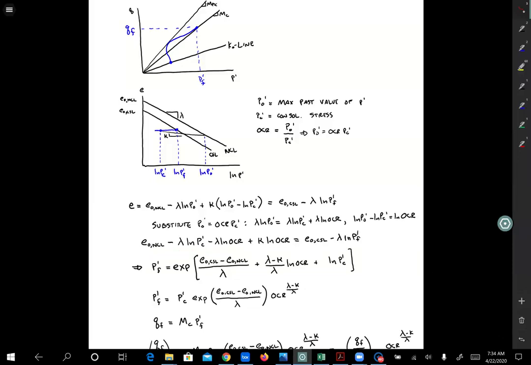So then if we do our multiplication, notice that first of all, you'd have the exponential of this term times the exponential of that term times the exponential of that term. The exponential of this one is equal to OCR raised to the lambda minus kappa over lambda. So we end up with a simple expression for PF prime right there. And this initial term was equal to the normally consolidated strength ratio, right?